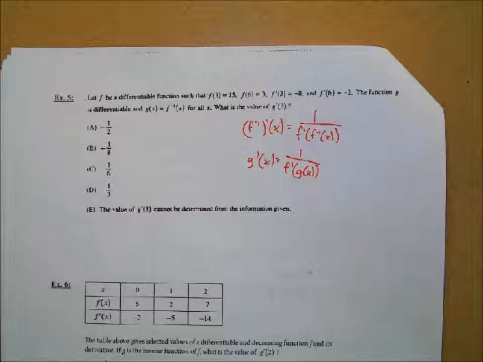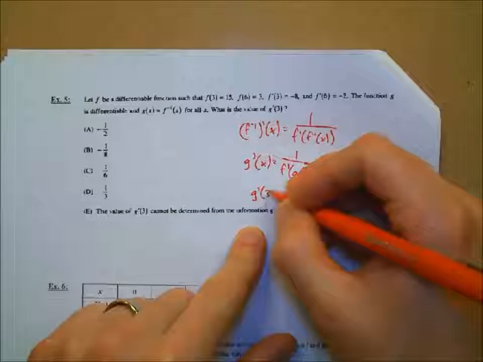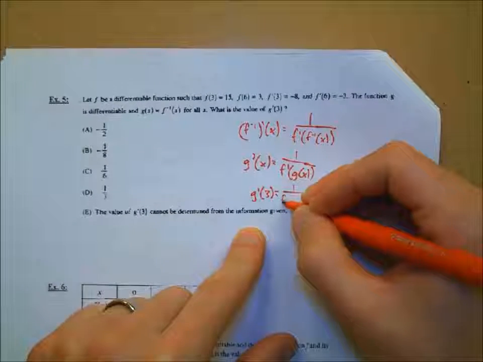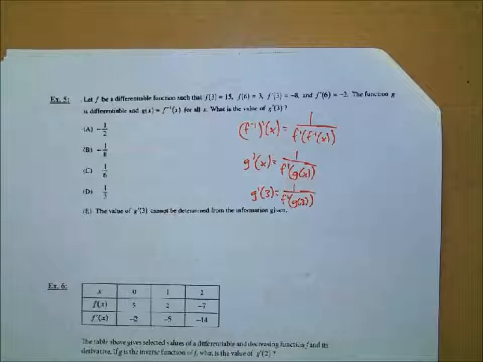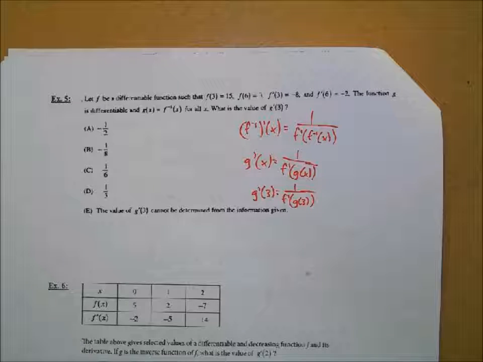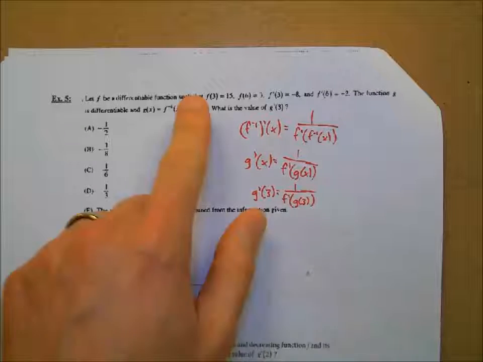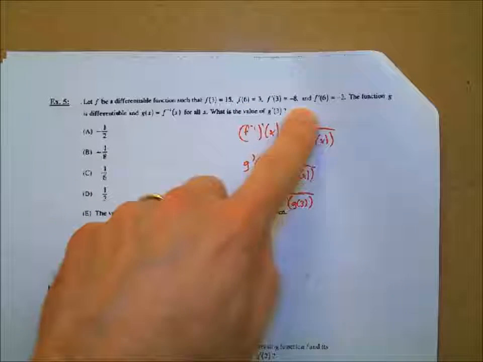And now we'll just go ahead and plug in the 3. G prime of 3 equals 1 over F prime of G of 3. Okay. Now, are we told anything about the values of G in this problem? We've got F of 3, that's 15. We've got F of 6, that's 3, F prime, and F prime. So we're told nothing about G.